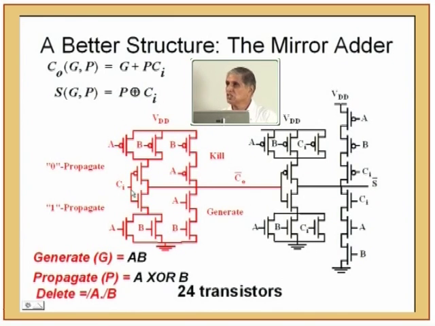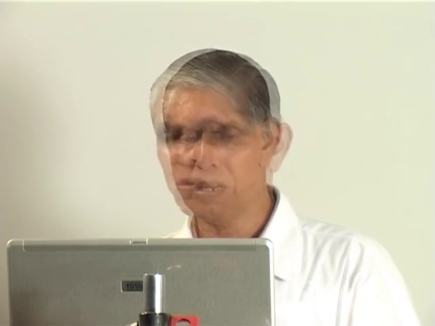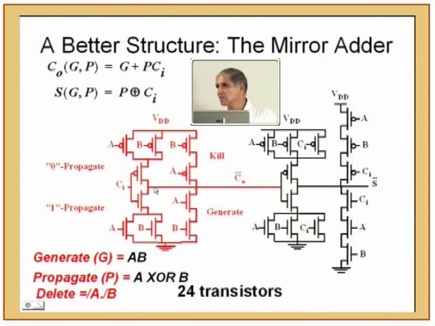And now this CI I have as input. If CI is 0, this P channel will work, this N channel will block. So now VDD will appear, which is the 0 part, 0 is propagated. If CI had been 1, this would have been switched off, this would have been switched on. So this path is available from here to here or here to here. So 0 is pulled out because this node is pulled down to 0, and since 0 is the complement of 1, 1 is transferred.